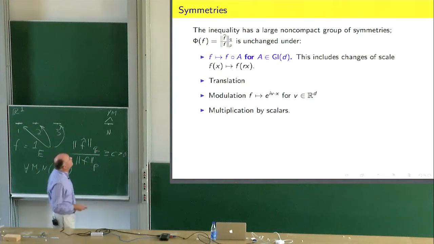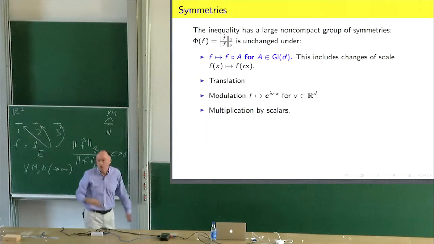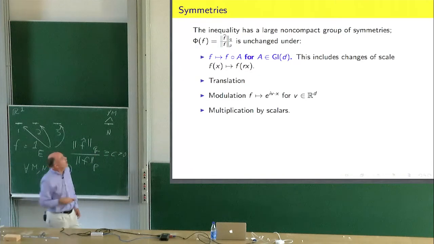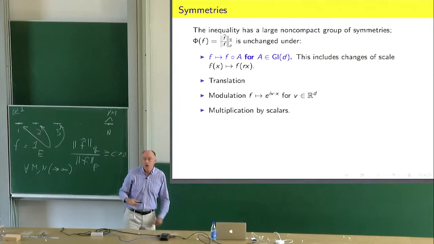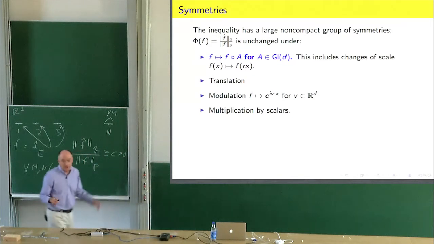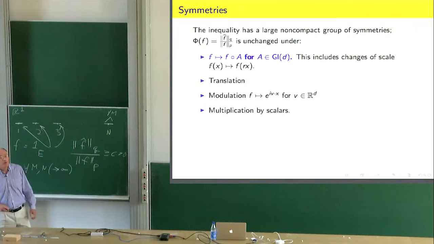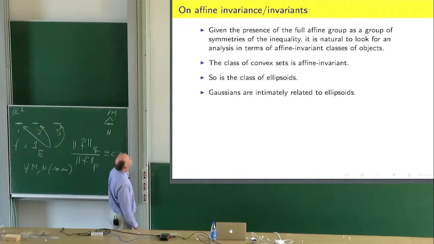One has translations. One has modulation. One can multiply f by an arbitrary unitary character. And of course, one can multiply by scalars. So as a result, there's a big group of symmetries that's certainly a non-compact group, and that has to be taken into account in any sort of precompactness argument.